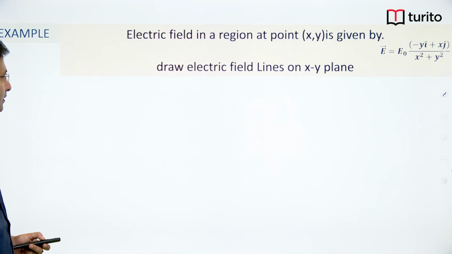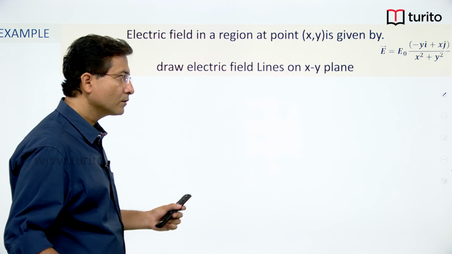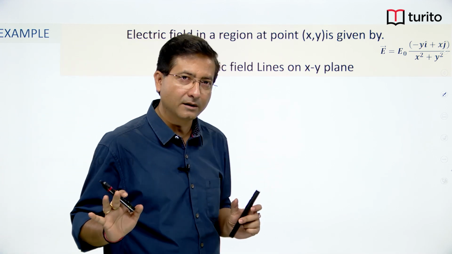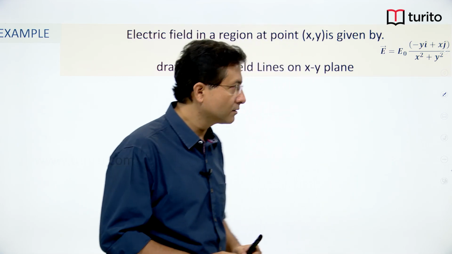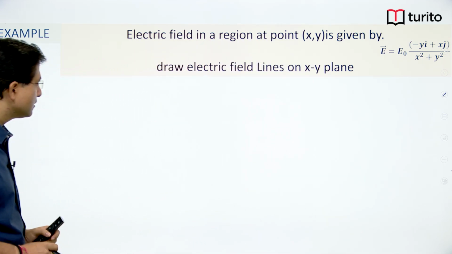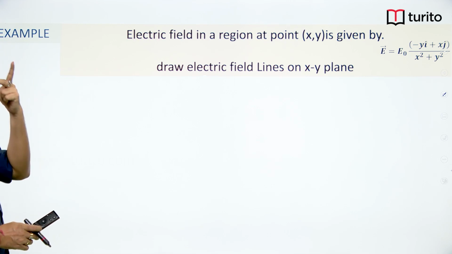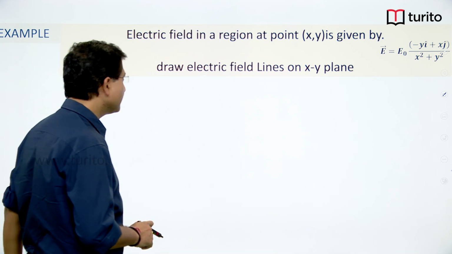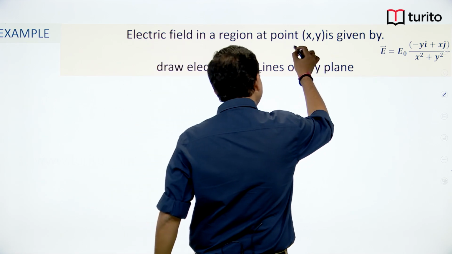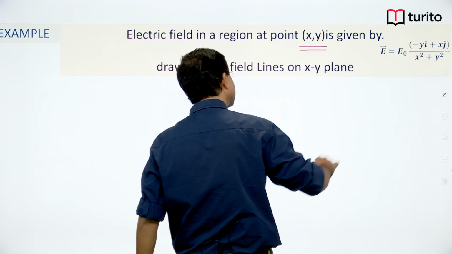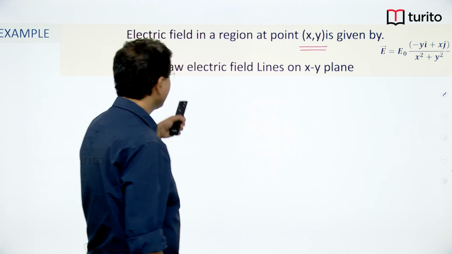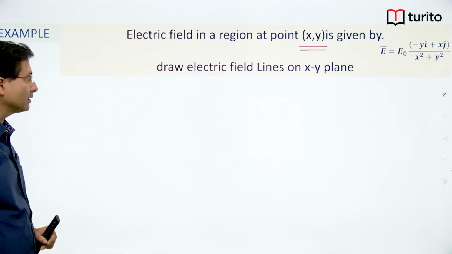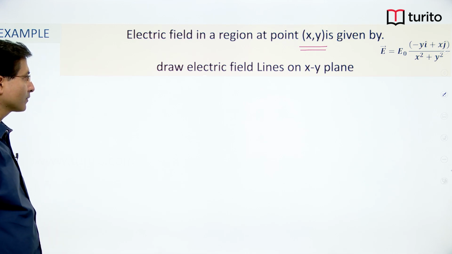Now, let us see another. So, a field in space is given by this expression and you are asked to draw the electric field line on the xy plane, right.